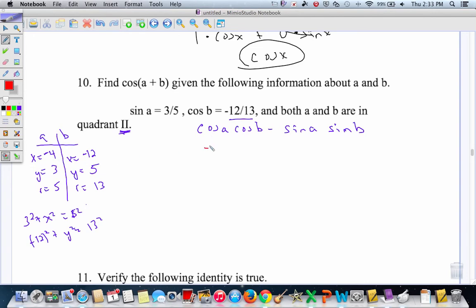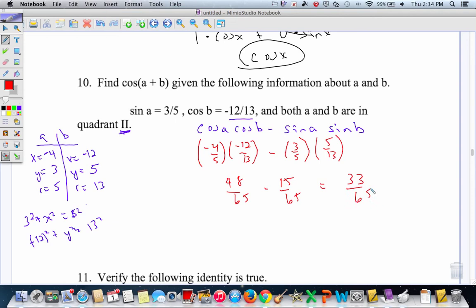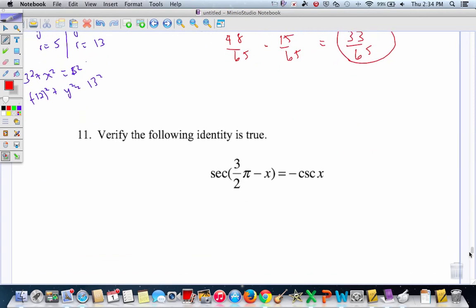So now that we have x, y, and r, we can find the cosine and sine of each of those two angles. So from angle A, the cosine is -4/5. The cosine of angle B is -12/13. Going back to angle A, the sine of angle A is 3/5. And the sine of angle B is 5/13. Over here we have 48/65 minus 15/65, or simplifying we get 33/65 as the cosine of A plus B for this given information.